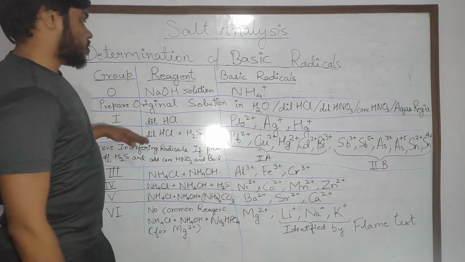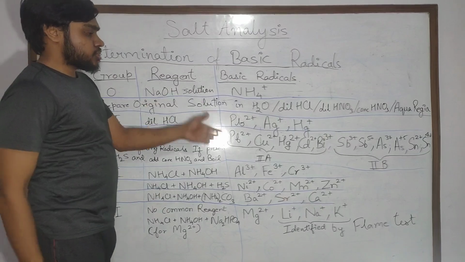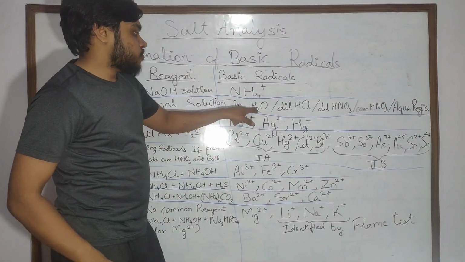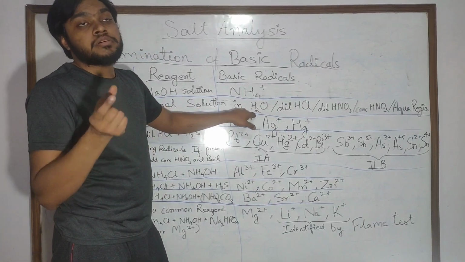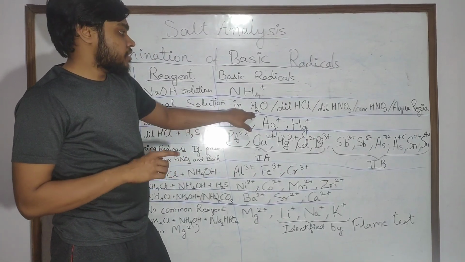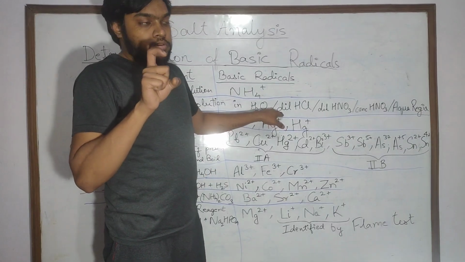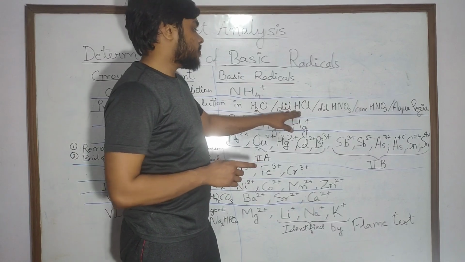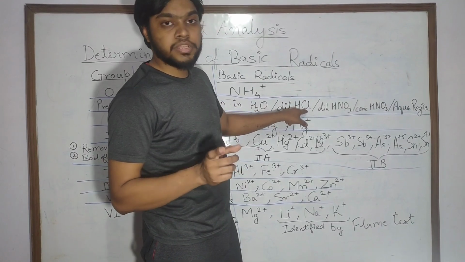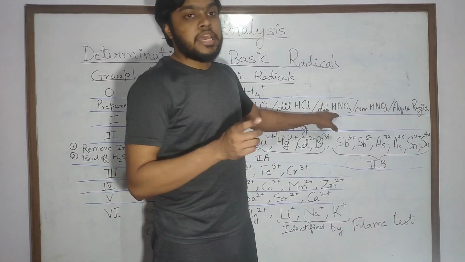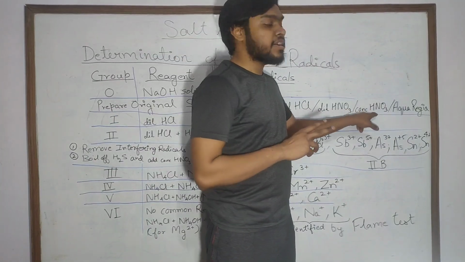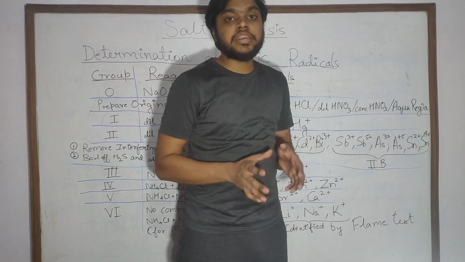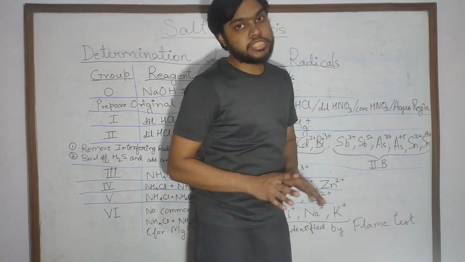After you have tested for the 0th group, which is the ammonium radical, we can prepare the original solution. For preparing the original solution, we have to make a solution of that salt or salt mixture in water. If the mixture is insoluble in water, then we try dissolving it in dilute HCl. If it's not even soluble in dilute HCl, then we try dissolving it in dilute HNO3. If it is not soluble in dilute HNO3, then we try concentrated nitric acid, and if it is not soluble even in concentrated nitric acid, then we try dissolving it in aqua regia.